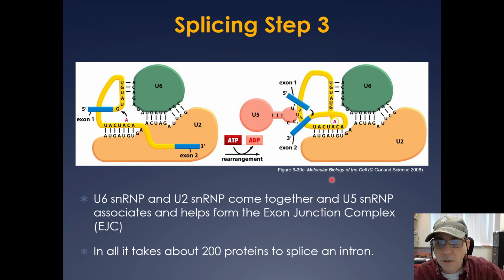So in total, this is very simplified. It actually takes on the order of 200 proteins, and there are proteins left behind at the exon junction, which is a good quality control to see if splicing occurred properly when the protein gets translated. And we'll look at that in a couple weeks.